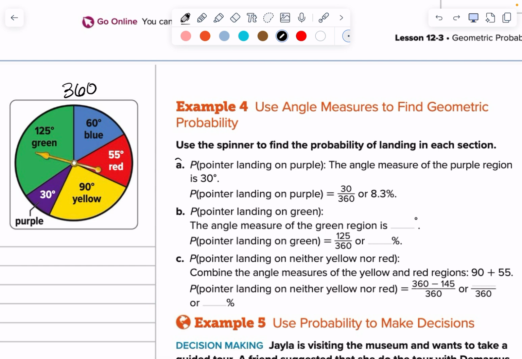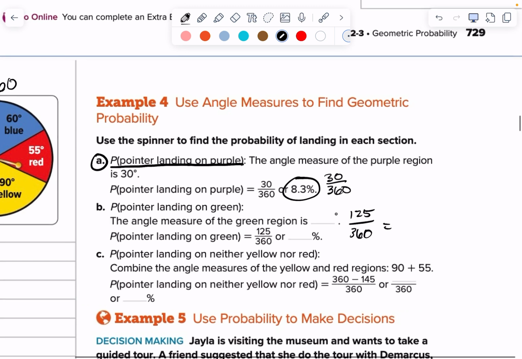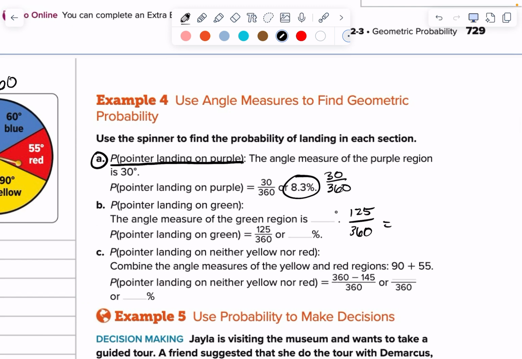All right. I want to know A, the probability that the pointer lands on purple. 30 degrees. Purple is 30 over 360. And if you divide that, that's 8.3%. Yeah? Okay. B, the pointer lands on green. 125 over 360, which is, I don't know. Somebody give that to me. 125 over 360. Jordan's got it?